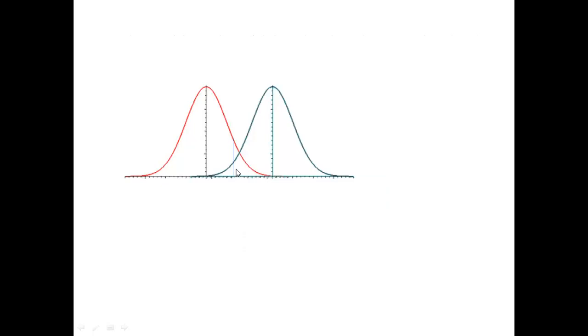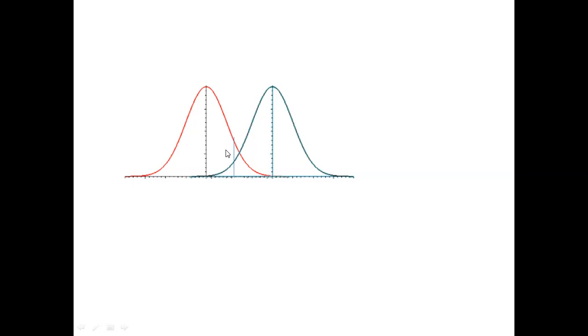And over here as well, on the right hand side of this vertical bar on the blue curve, we have 1 minus beta. On the left of this vertical bar on the blue curve, we have beta. On the right of this vertical bar on the red curve, we have alpha, and on the left of this vertical bar on the red curve, we have 1 minus alpha, right? So that's how these things go.